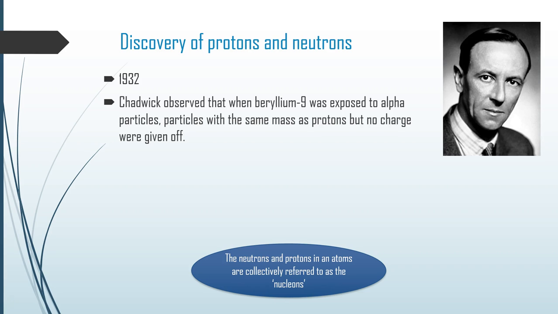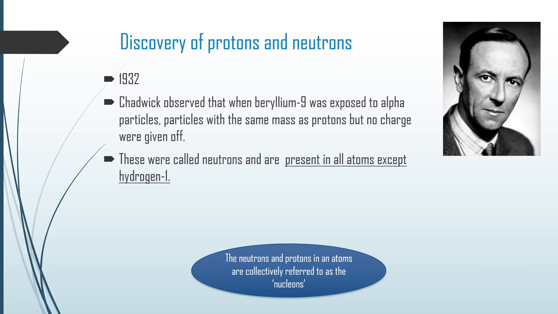Basically he did this by experimenting with beryllium and some radiation, and he found that particles that had no charge but a mass equal to protons were given off. So he discovered that these neutrons were present in everything except hydrogen 1. And hydrogen 1 is interesting because it's just a single proton and a single electron. So it's the simplest of the elements that we know.